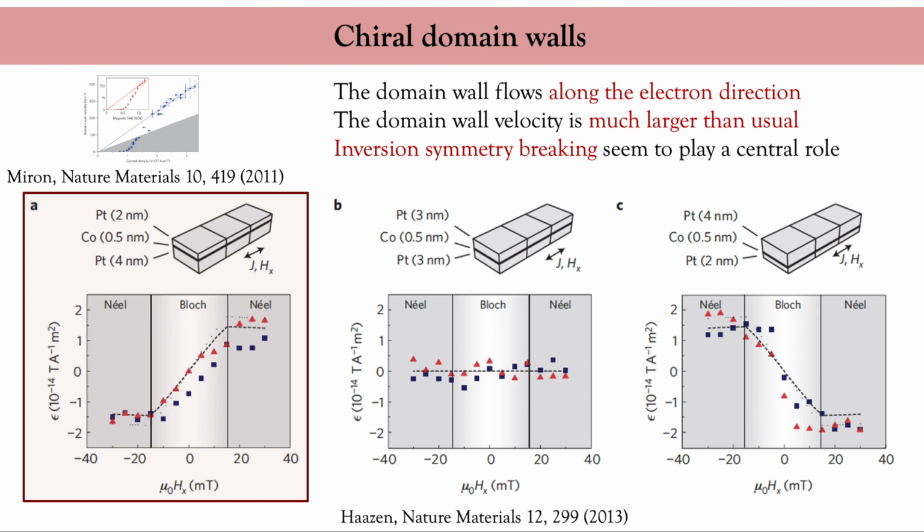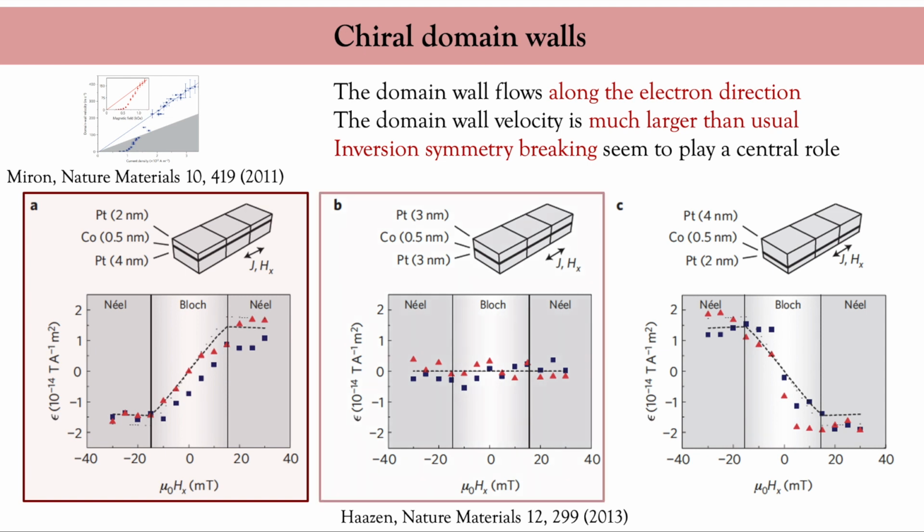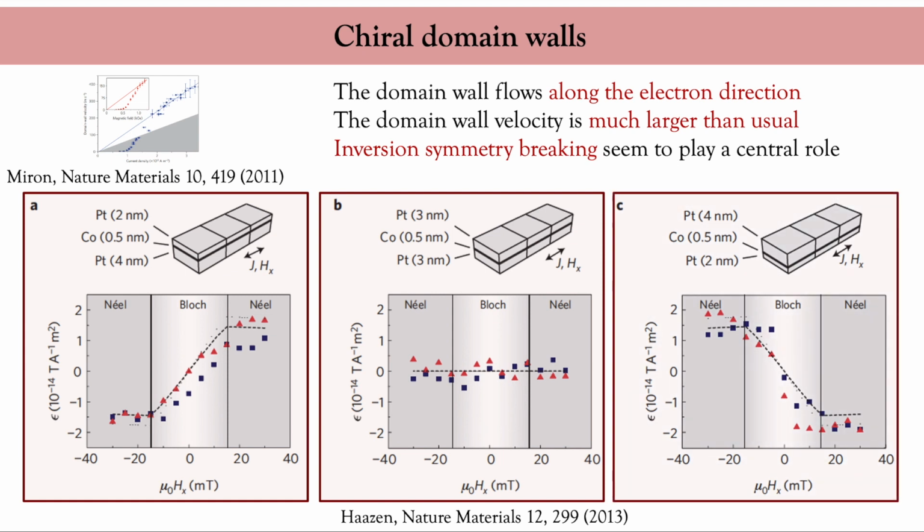Now let's see what happens when they have the same thickness. Then what you see is that the domain wall doesn't move at all, no matter how large the current or the in-plane field. And to complete the picture, if you reverse the structure, thick platinum on top, thin platinum below, you get the reverse scenario. The domain wall mobility increases with the field and it changes sign with the field direction.